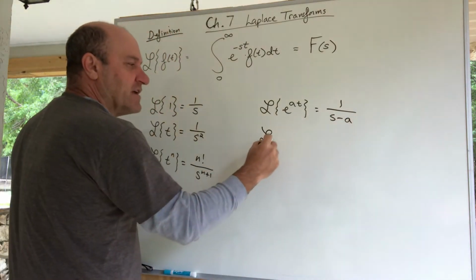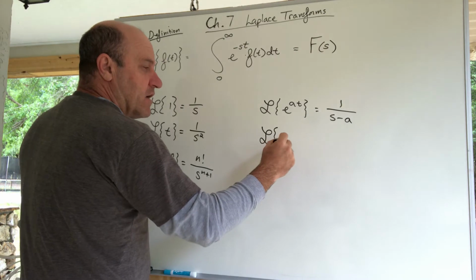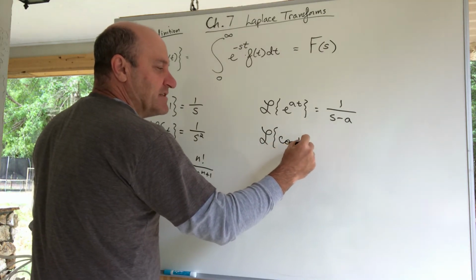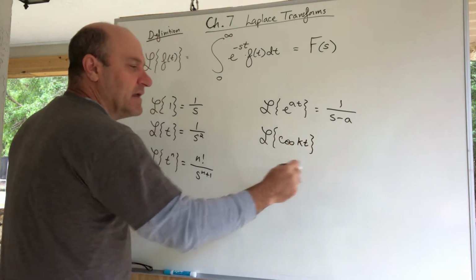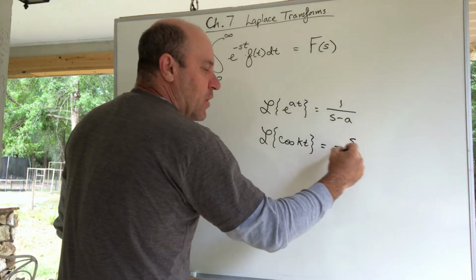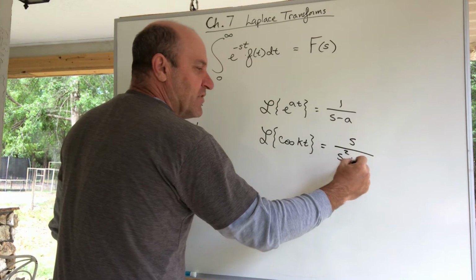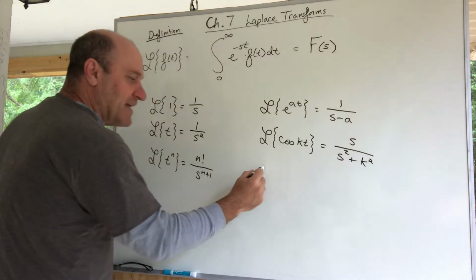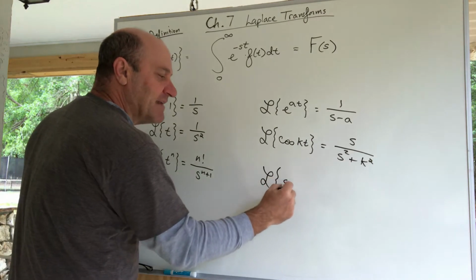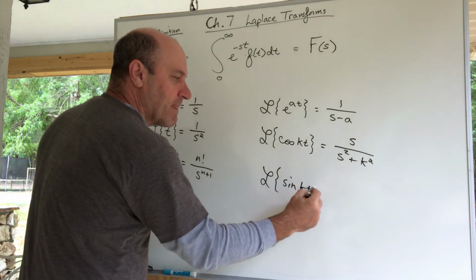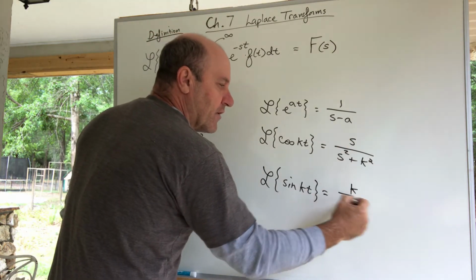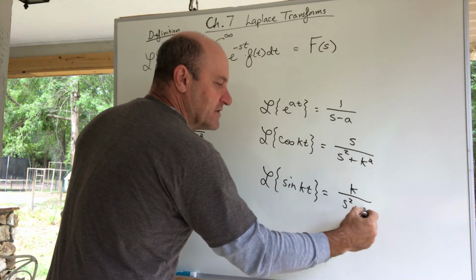The Laplace transform of a cosine kt for any k is s over s squared plus k squared. The Laplace transform of a sine kt is different. It's k over s squared plus k squared.